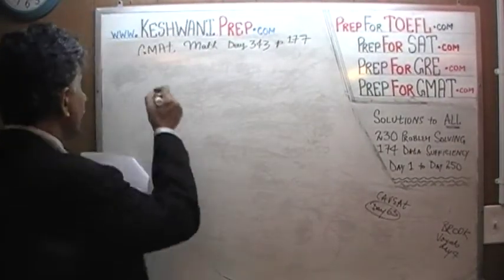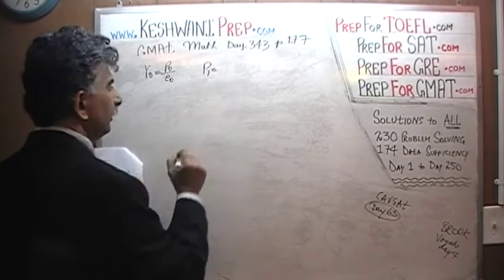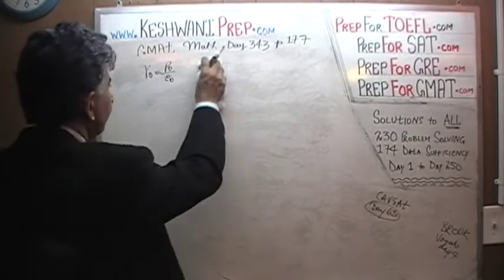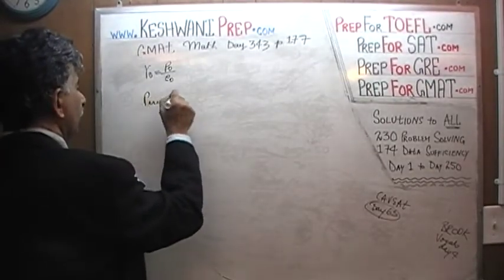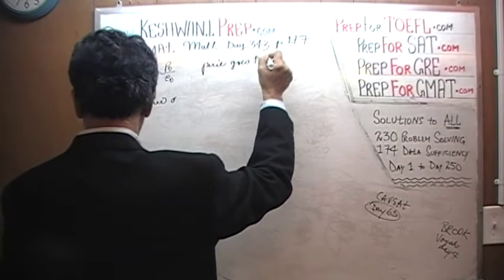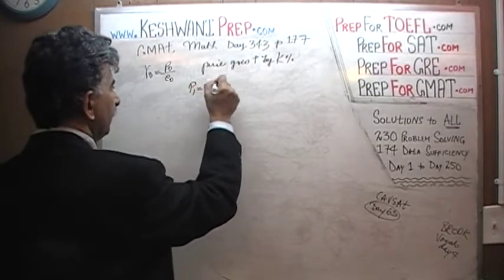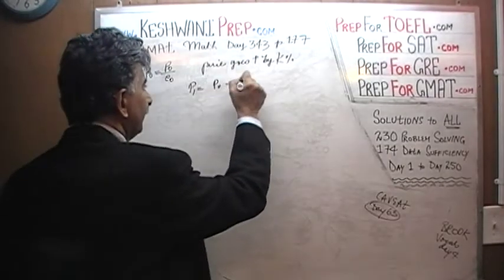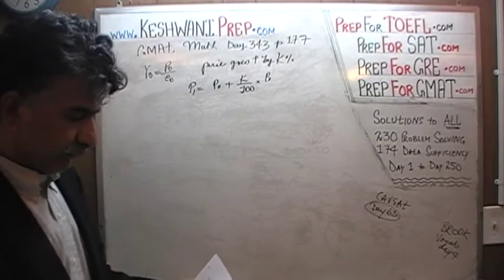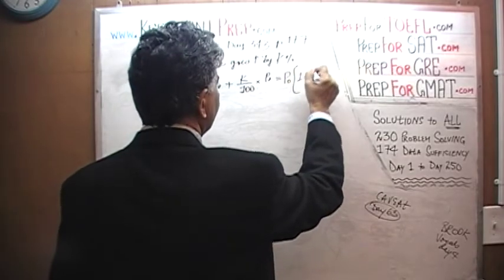So what we are about to do comes with a caveat: it is going to get nasty quite rapidly. Here's the original ratio, P0 over E0. The price goes up by K%. In other words, the new price, P1, is equal to the original price plus K percent of the original price, which can be written as P0 times (1 plus K over 100).